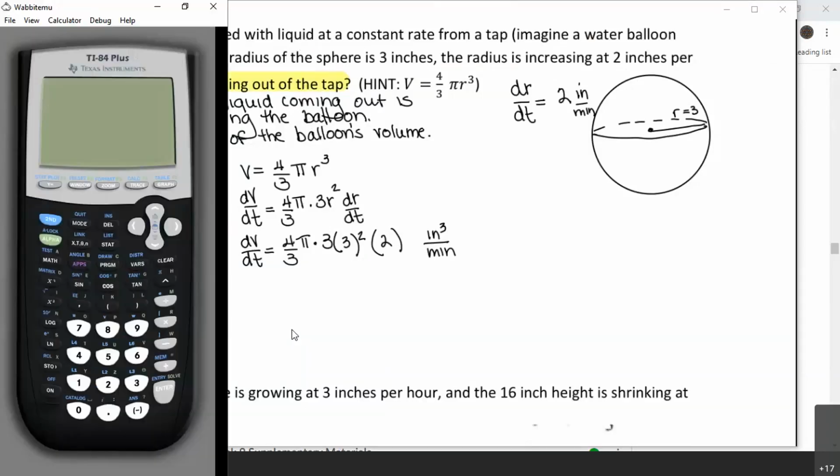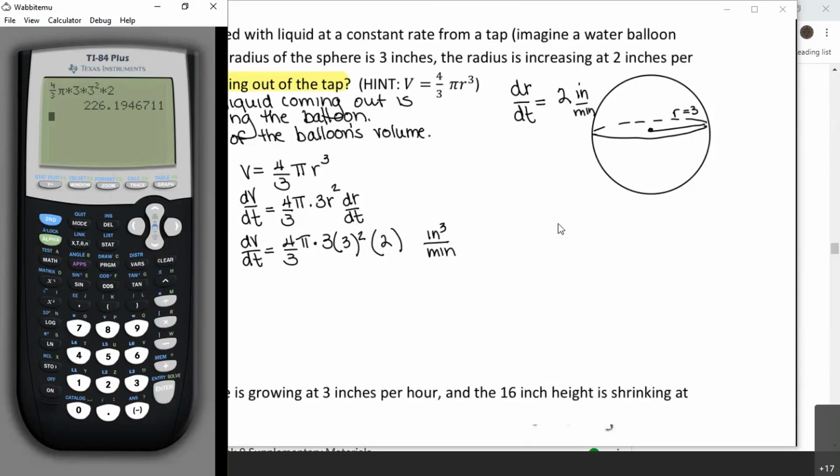you'll see how that works in turning it on, clearing it. Okay, so I have 4/3, and I always use them as fractions. Okay, and then pi times 3 times 3 squared times 2.